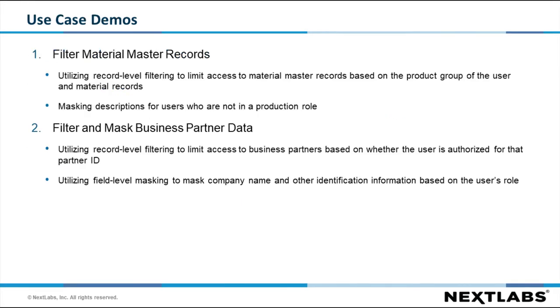We will demonstrate two ways DAE can be used to protect trade secrets. First, we will show how DAE can be used to filter material master records based on the product group of the user and the material record, and mask the material descriptions for users who are not in a production role. Then we will show how DAE can be used to filter business partner data by the user's authorization and the partner ID, and how the partner's identification information can be masked for the records a user is able to access if they are not in the purchasing department.